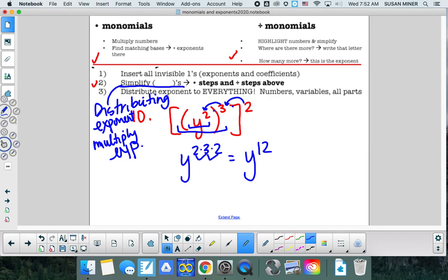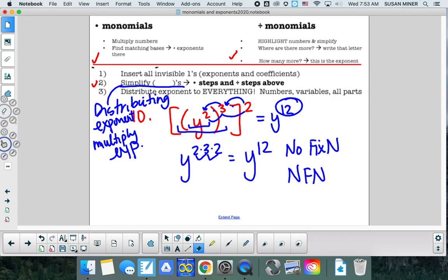And if I look at my homework problem, that's exactly the result that they got. Theirs said equals y to the 12th. And so this one would be an example where I could put no fix needed. I usually abbreviate that as NFN, no fix needed. You don't have to write that all the way out on your homework assignment today. But if you see this where it's being raised to a power multiple times, what we're really doing is just multiplying all of our exponents together to get that final exponent.